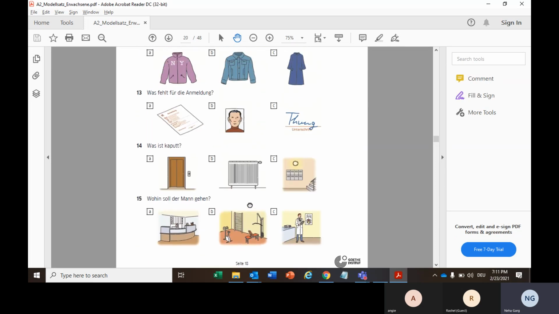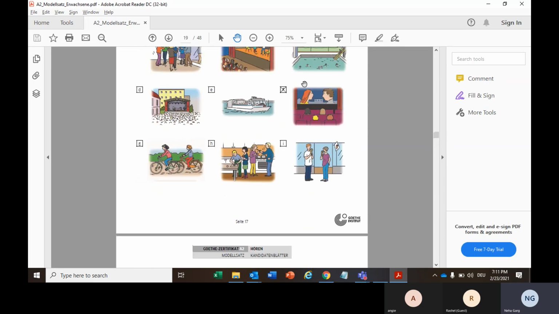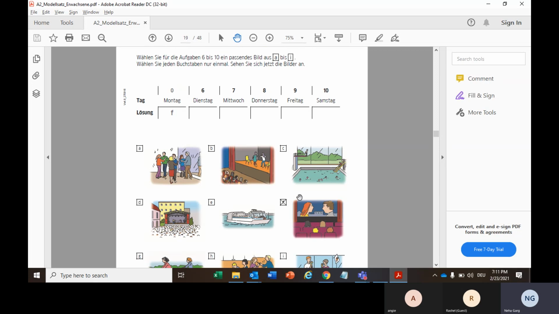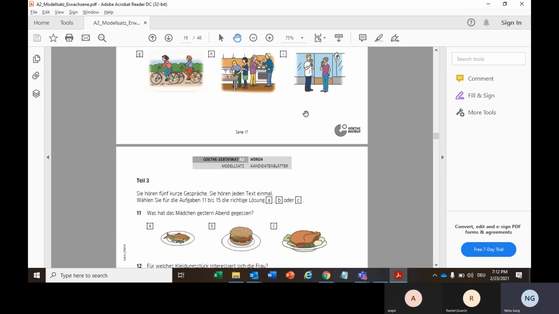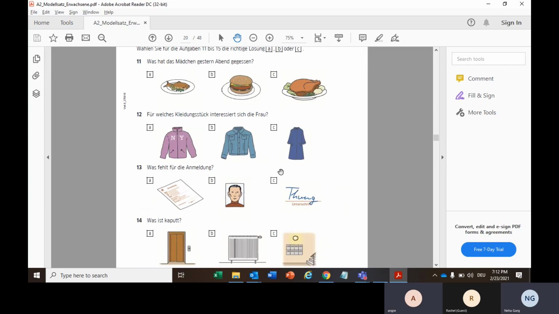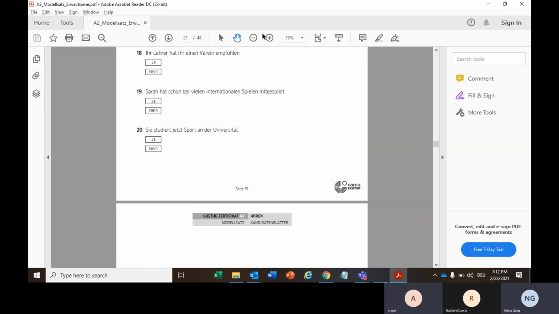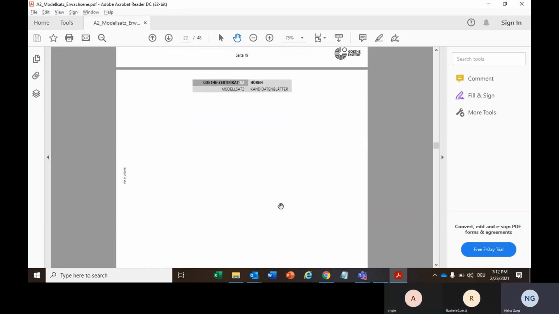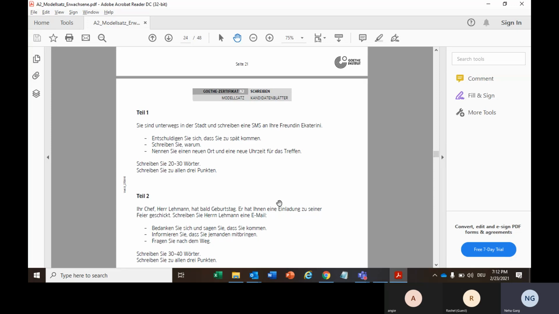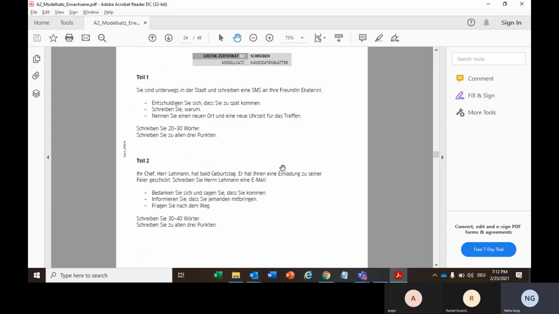By any chance, have we done the audio section from this Modelltest in between? Because I have this feeling that you guys have done this audio section from this Modelltest. Not yet. Oh, no. Okay, we'll do it then. So okay, let me just quickly explain the Schreiben part also. Then we will move towards the audio section, and then we'll practice from there.